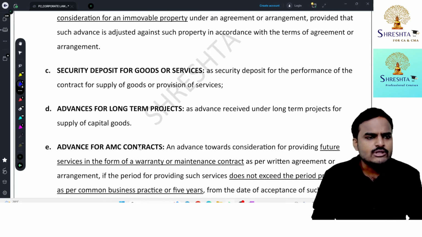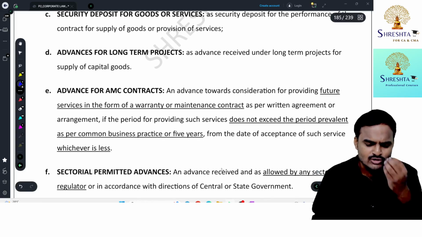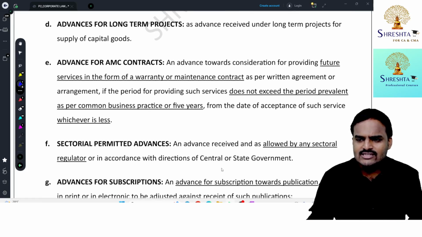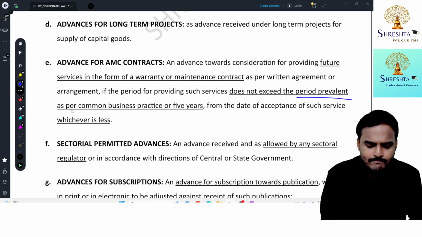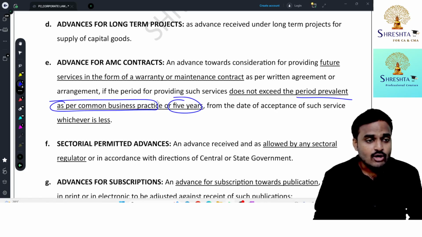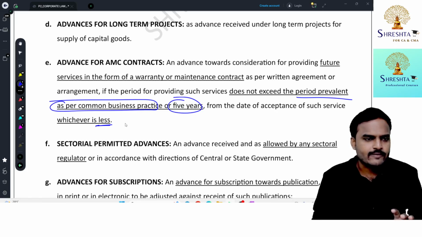Next, security deposit for goods or services. Security deposit for the performance of a contract for supply of goods and provision of services. Advances for long-term projects, L&T Metro. Advance for AMC contracts. I told you, extended warranty coupons, extended guarantee period, right? So it does not exceed the period prevalent as per common business practice or 5 years from the date of acceptance of such service, whichever is less. Maximum you can accept advances for AMC contracts for this period.